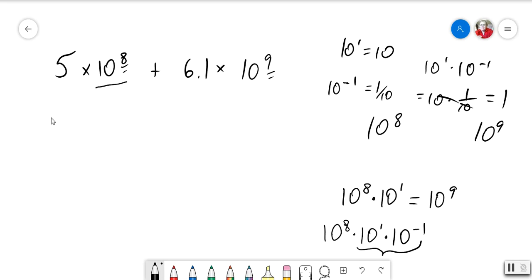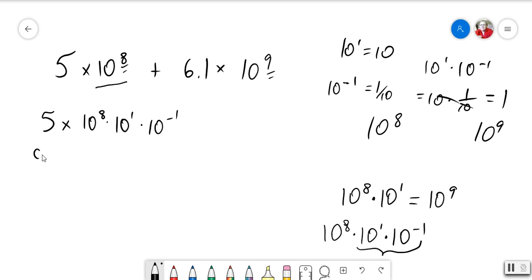So here's where I want to get really slick. I'm going to say 5 times 10 to the 8th times 10 to the 1st times 10 to the negative 1st. Well, even though I use the symbols for multiplication differently, I use my little X here and I use the dots there. It's the same thing.